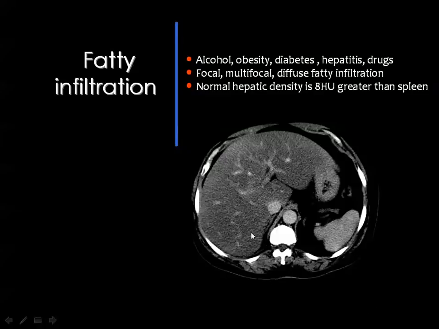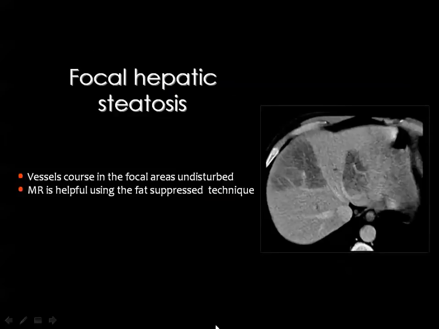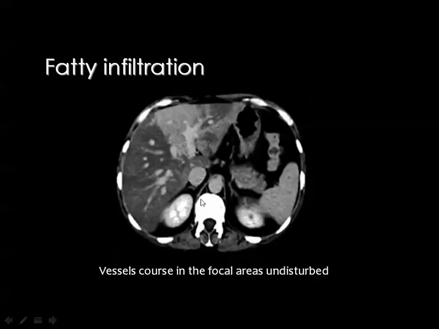But in cases where the liver is hypodense compared to the spleen, this is fatty, and the fatty infiltration may be focal like this. The most reliable diagnostic finding to diagnose these as focal fatty infiltration is that you can see the vessels crossing through the lesion undisturbed. If you see the vessels crossing through the lesions undisturbed, then you know that this is fatty infiltration.